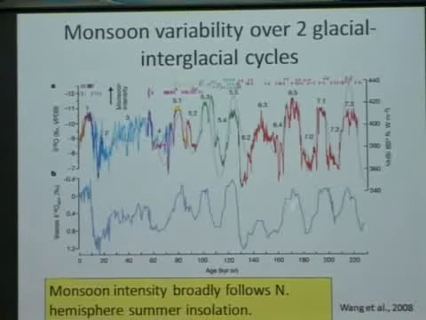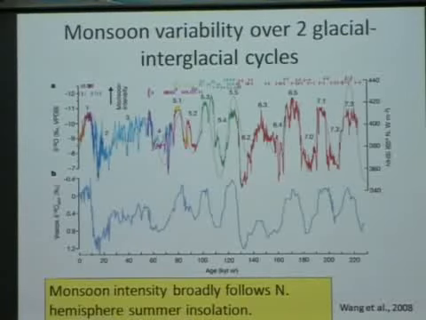I'm not going to talk much about the bottom here, but this is just another record of the delta 18 of atmospheric oxygen, which shows a similar pattern. In any case, it's clear that insolation is the dominant driver of monsoon variability on these long time scales. But if you look in detail, there's many large wiggles superimposed on this record.